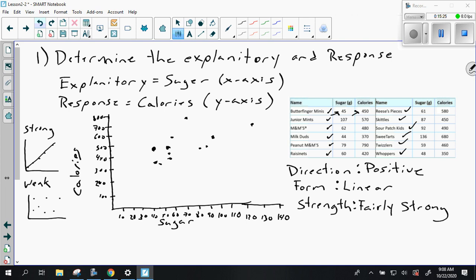And so now let's talk about outliers. It looks like this point is a possible outlier. It has a super high amount of sugar and a super high amount of calories. So the outlier we would say is the Sweet Tarts. It appears to be an outlier.